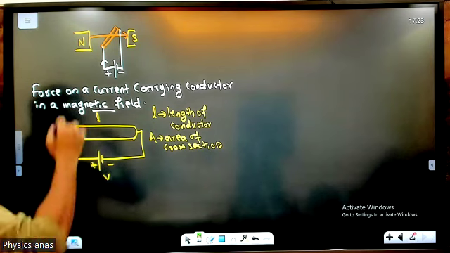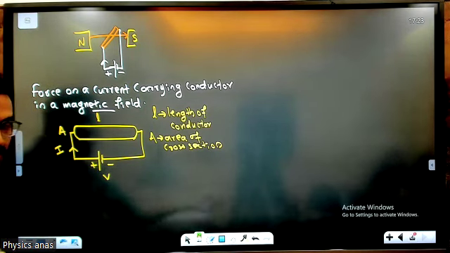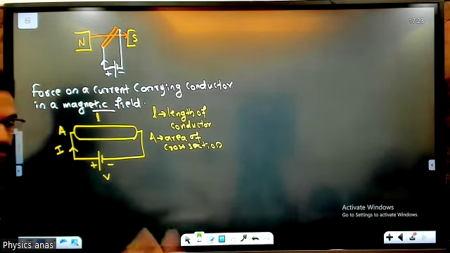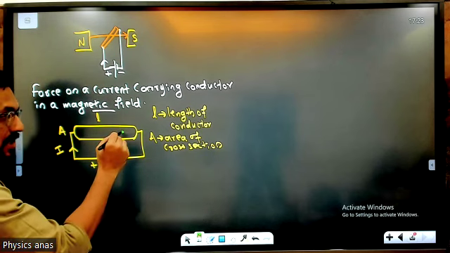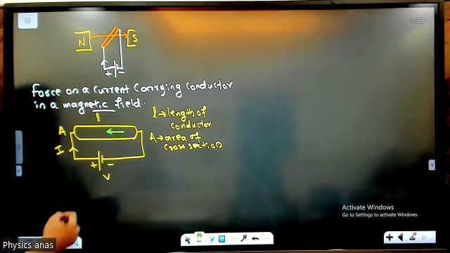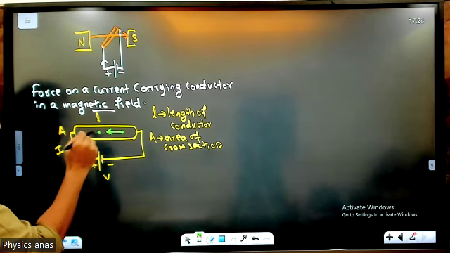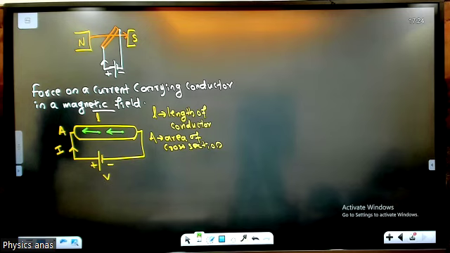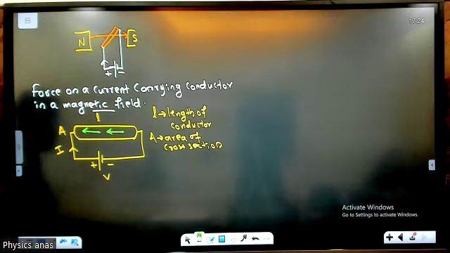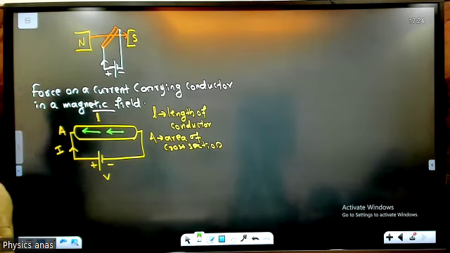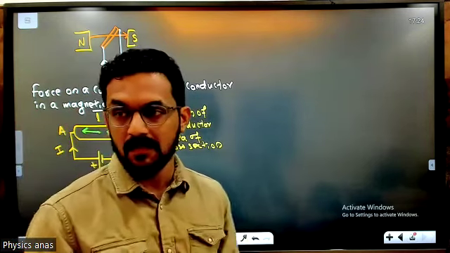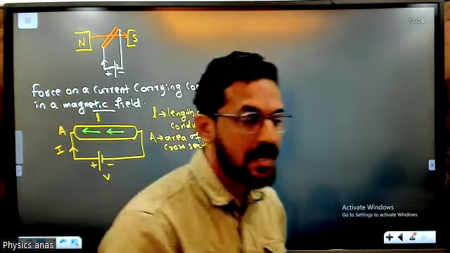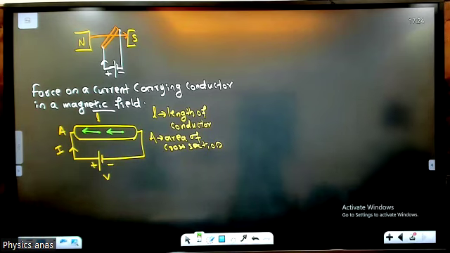So if the electric field is from positive to negative, what will be the direction of electrons? Electrons will be moving from negative to positive. Now there will be a motion of electrons inside the conductor. Now we can derive the equation for that.